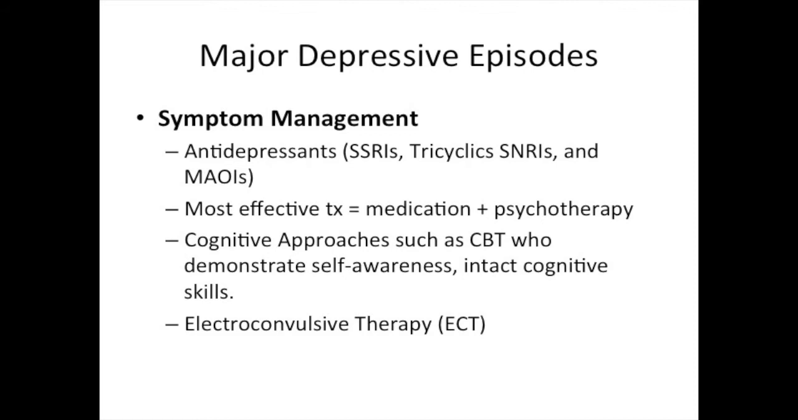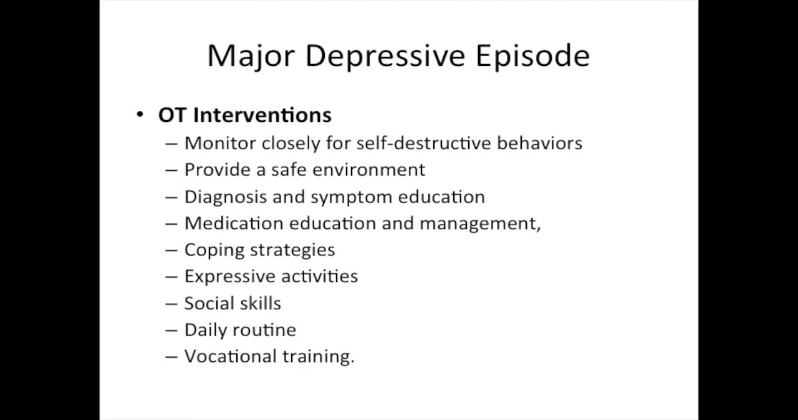So how do we help? Antidepressants have shown to be very useful. The most effective combination is medication with psychotherapy. CBT is also great if they demonstrate self-awareness and intact cognition. ECT as a last resort has also been used. OT interventions include monitoring closely for self-destructive behaviors, provide a safe environment, diagnosis and symptom education, medication education and management, coping strategies, expressive activities, social skills, daily routines, and vocational training.